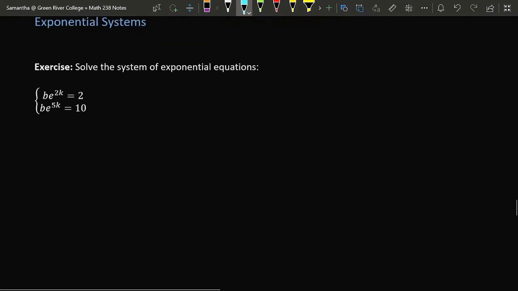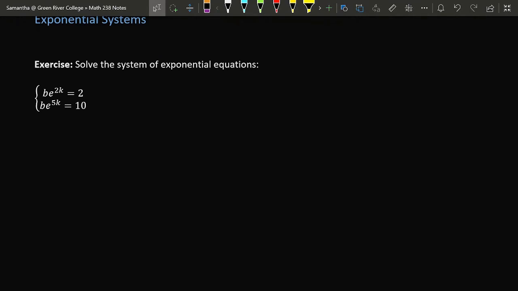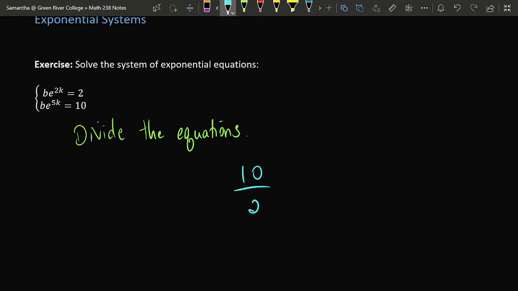It's also possible to solve a system of equations where the two equations are of exponential format instead of linear. For example, we have a system where we require that b e to the 2k is equal to 2 and b e to the 5k is equal to 10. So what would the values of b and k have to be in order to make both of these equations true? When we're faced with a system of exponential equations of this format, our traditional technique is to start by dividing the two equations. And it seems easiest to me if I take the second equation and divide it by the first.